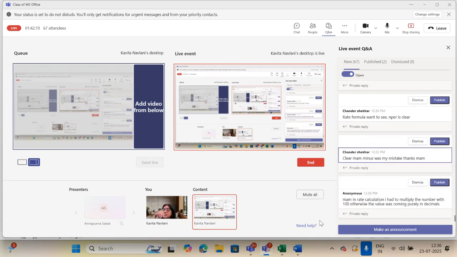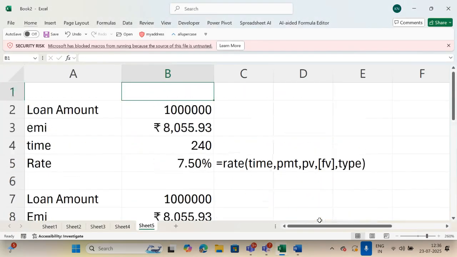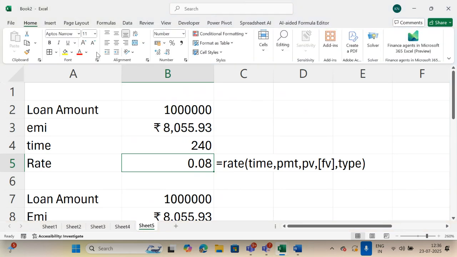Ma'am, in rate calculation, do I have to multiply the number by 100? No, not necessary. If it is in this format, just convert it into the percent format. No need to multiply it by 100 or divide by 100. Nothing. You only need to select the percent format. And if you want to increase the decimals, we are learning Excel for the last 4 days.